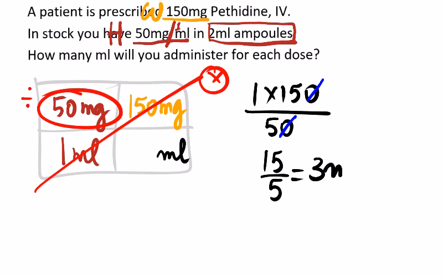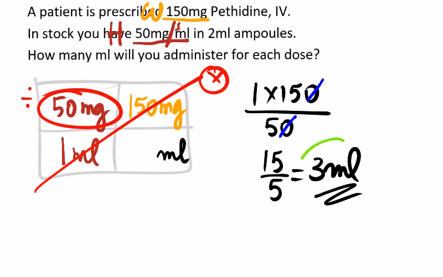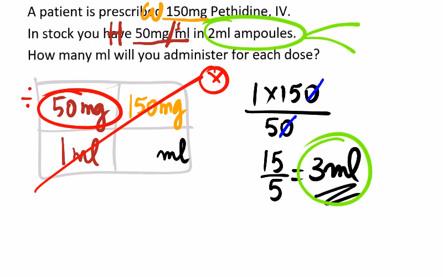So important to notice that 3 mils is more than the contents of an ampule. So that means we will need to use for these 3 mils one of those ampules and another one. So we will need 2 ampules of 2 mils to be able to extract 3 mils of the drug.